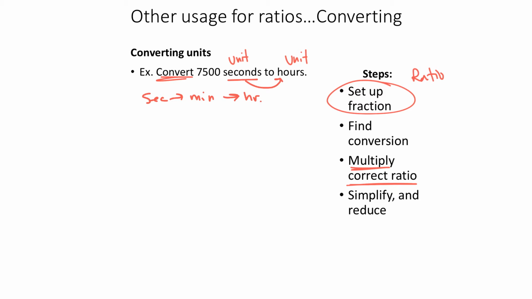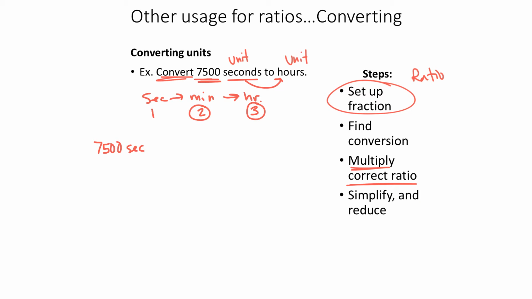Now, we will need a calculator for this, so if you have a calculator, you can get a calculator and go along with this. But the idea is that we want to take 7,500 seconds and convert it to hours. It's already in seconds. Second, we need to convert it to minutes, and then we need to convert it to hours. Now, we can do this with ratios. First of all, what we want to do is set up our fraction. So we're going to set up 7,500 seconds.